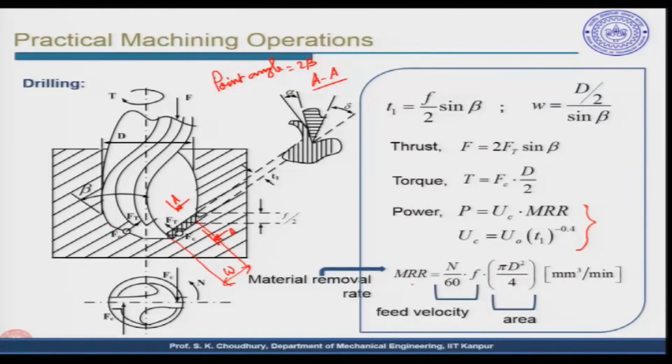So, the material removal rate is different than in case of turning. Here the feed velocity is given as n by 60 into F, and the area is pi d square by 4, since it is a hole. So, pi d square by 4 will be the area of the machining zone, which is the hole, and it is given in millimeter cube per minute.